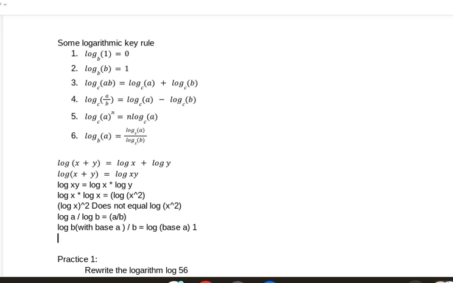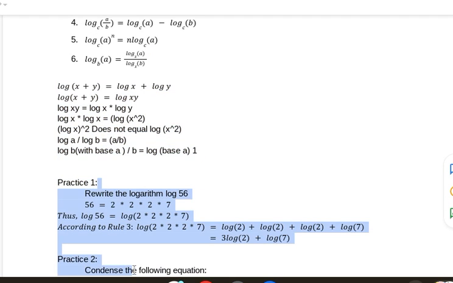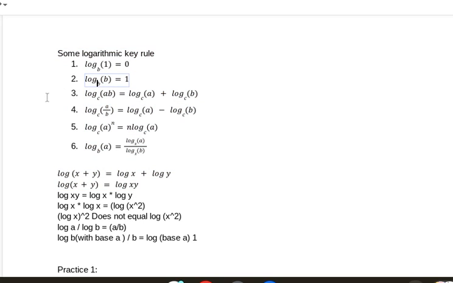So those are some common mistakes that you will make, so be aware of them. The first type of question that you will usually encounter is rewriting the logarithm in terms of some other things. For example, let's see this one: rewrite the logarithm log 56. How should we do that? To solve this, two rules are going to be commonly used: rule 3 and rule 4. Log_c AB is equal to log_c A plus log_c B, and log_c (A divided by B) is equal to log_c A minus log_c B. Just keep those rules in mind.